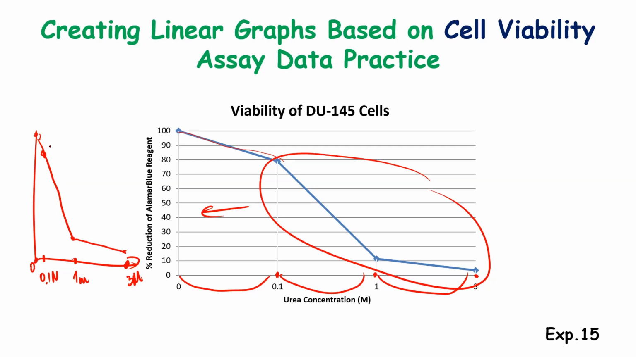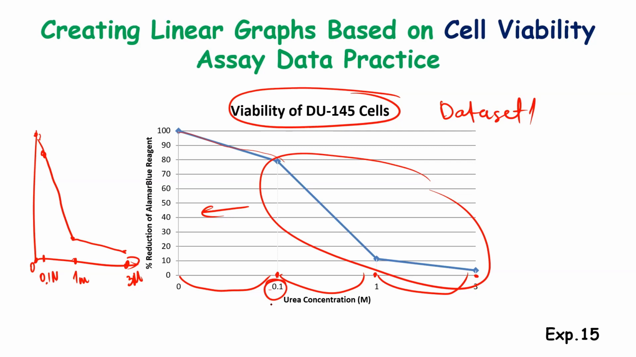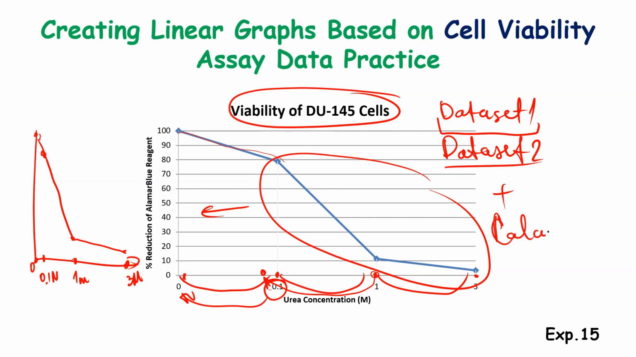So I want to see the graph for dataset number 1 and the graph that is showing the real positioning of your concentrations, and 3 is somewhere there. Okay, so this is what I want to see, plus the graph for dataset number 2, plus the calculation of one of these datasets, either 1 or 2. So this is about the experiment.